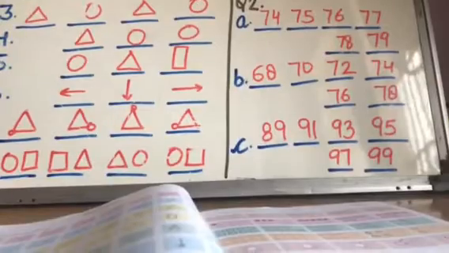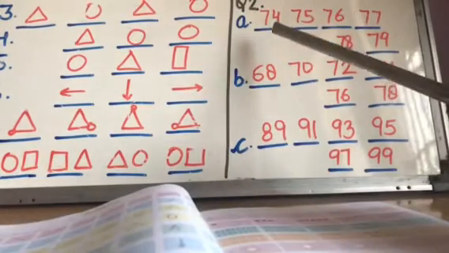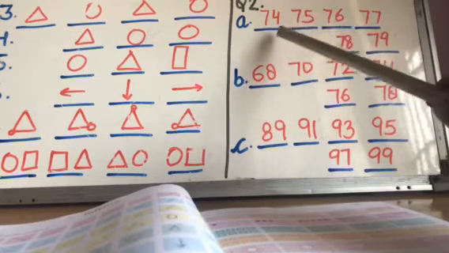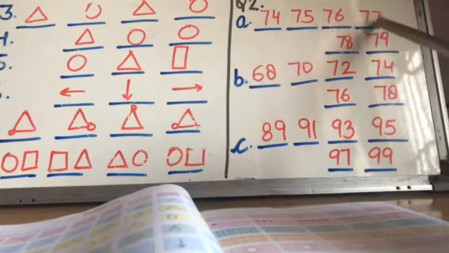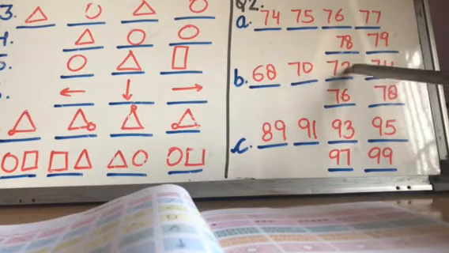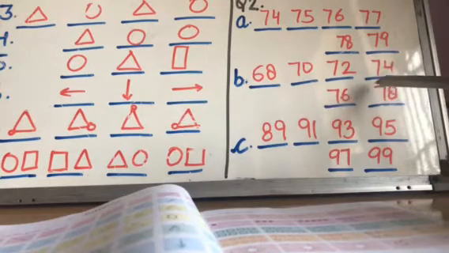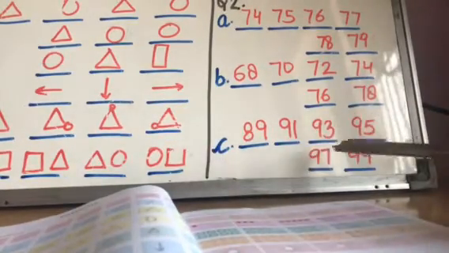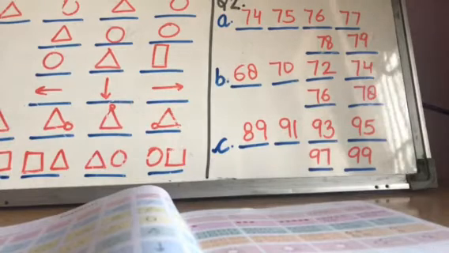Right children, so see on the board also I have written 64, 65, 74, 75, 76, 77, 78 and 79. Now 68, 70, 72, 74, 76, 78. Now 89, 90, 93, 95, 97 and 99.